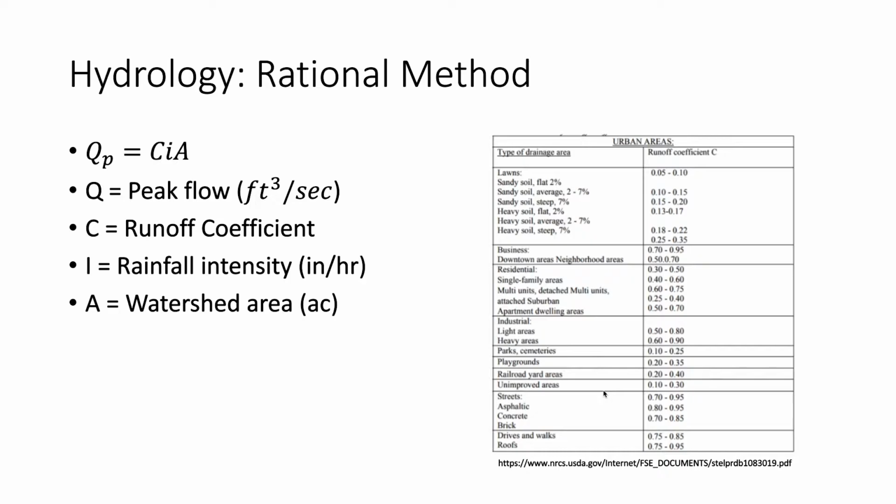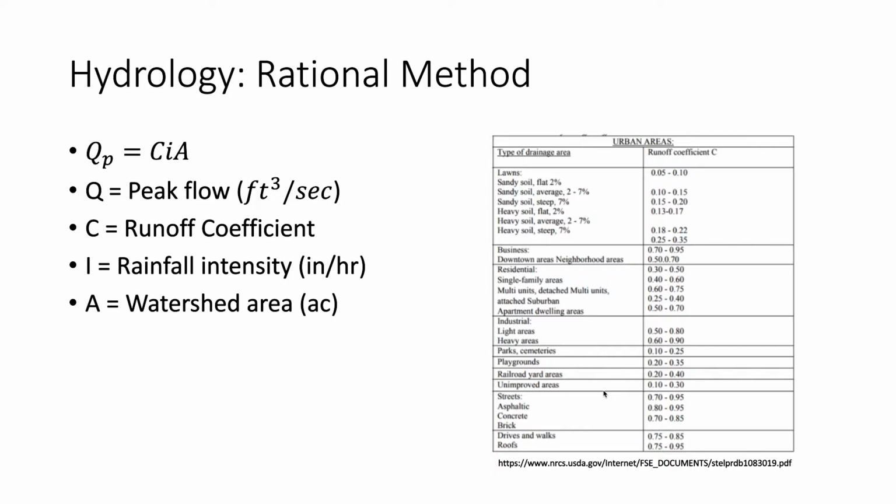It's more pervious, right? And something like a parking lot, paved area, or a roof is going to generate more runoff because it's impervious, right? So it's going to produce runoff very quickly and tend to have a lot of volume. And you can see that from heavy industrial areas and urban areas having a larger runoff coefficient.